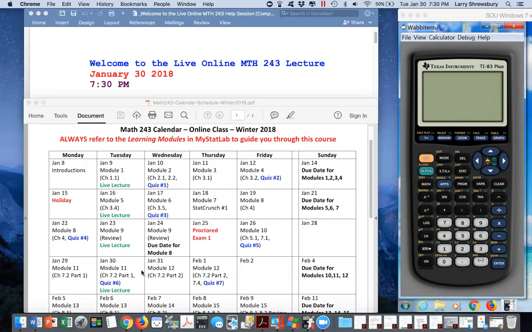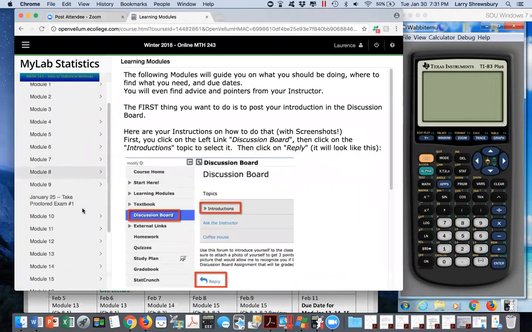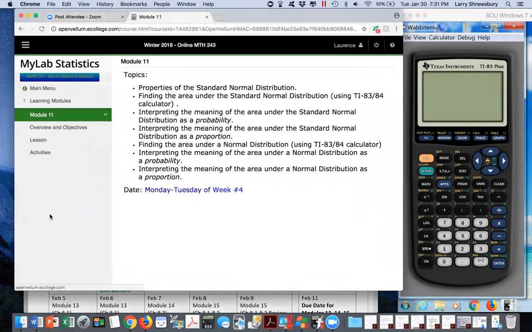Now, here we are working on this week, and ideally, it would be ideal if you had gotten started on chapter 7.2 already. And here's why. Let me get over here to my StatLab website and go to the learning modules and learning module 11.